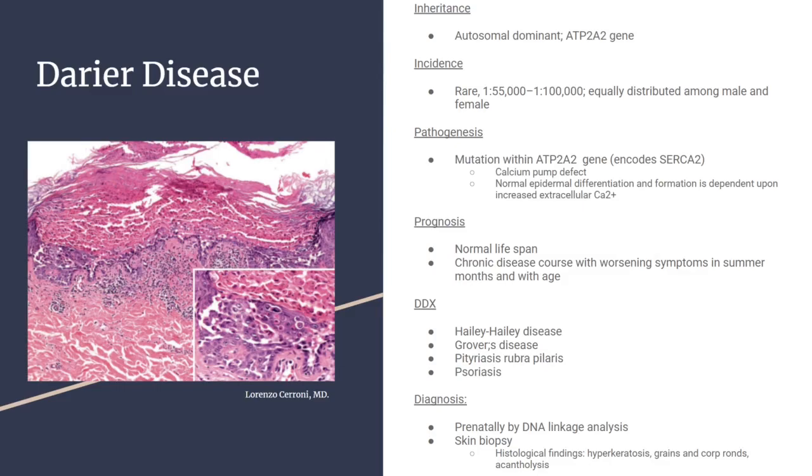So those are just some highlighting high-yield things to keep organized in your head if you don't already know them. DDX here includes Hailey-Hailey, like we talked about, Grover's, which has overlap, PRP, psoriasis. You will note on the biopsy here that you're going to have histologic findings of hyperkeratosis, corps ronds, and acantholysis. Now, the key difference here between Darier's and Hailey-Hailey's is Darier's, being the D, will have more dyskeratosis, so that's your corps ronds, etc. And Hailey-Hailey will have more acantholysis, if you had to separate between them, because these diseases overlap significantly on path. Even though they present differently on physical exam, they overlap on path.